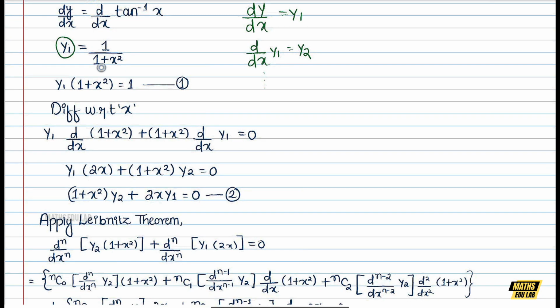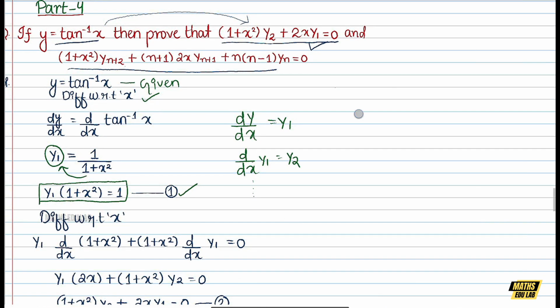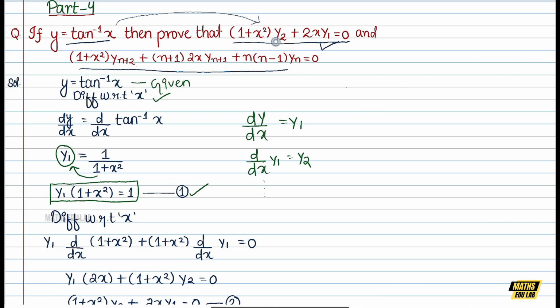Now if you see here, the denominator 1 plus x square will multiply to the left hand side, and we get y1 into 1 plus x square is equals to 1. So consider this as equation 1. Now again we will do the differentiation to get the value which is given here, 1 plus x square into y2 plus 2x y1 is equals to 0.